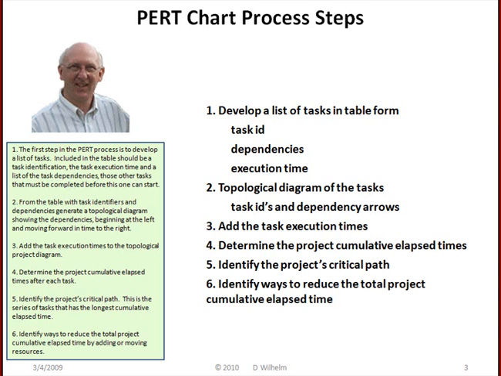Step 3, add the task execution times to the topological project diagram. Step 4, determine the project cumulative elapsed times after each of the tasks. Step 5, identify the project's critical path. This is the series of tasks that has the longest cumulative elapsed time. Step 6, identify ways to reduce the total project cumulative elapsed time by adding or moving resources.